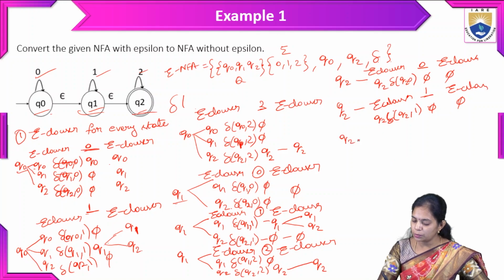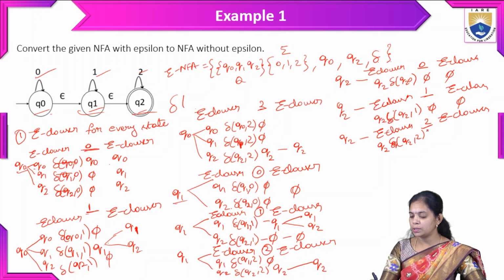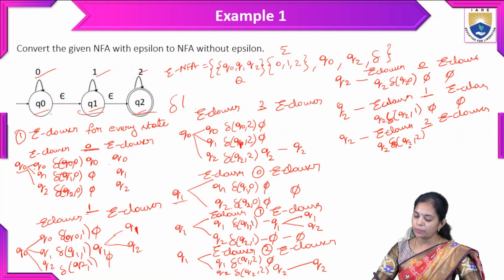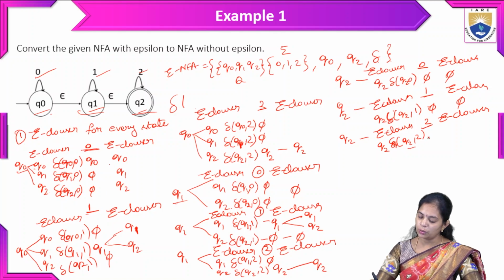And next for Q2, the epsilon closure is Q2 only. So the transition of Q2 comma 2 value. We finished 0 and 1, and now we will finish the 2 value. For 2, the transition of Q2 comma 2 is Q2 only. And for the epsilon closure of Q2, what do we get? Q2 only. And just now we finished all the states.